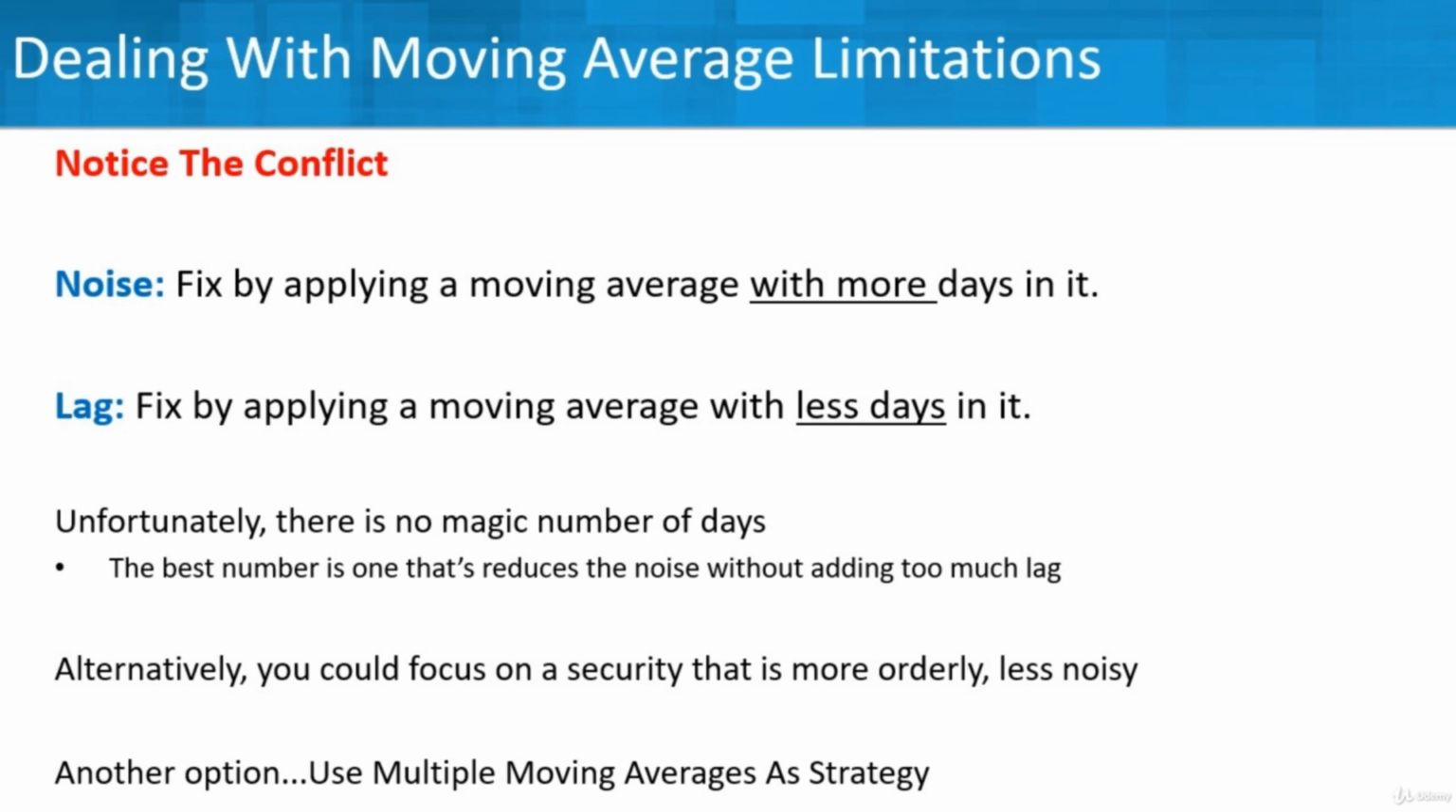And then there's another option, which is to use multiple moving averages as a strategy. We're going to talk about that next, a strategy where you're not looking at when the price crosses over and dealing with those limitations. You're going to look at when moving averages cross over each other. So let's take a look at that in the next lesson.